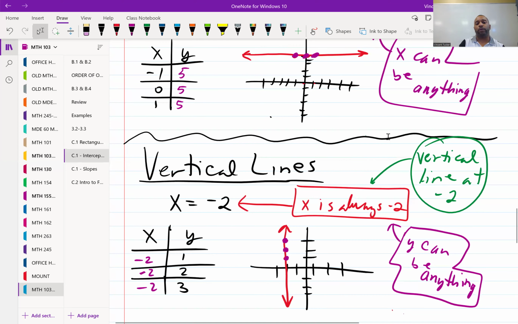So if you were to graph those 3 points, go to the left 2 up 1, left 2 up 2, and then left 2 up 3. And that gives you a vertical line at x equals -2.